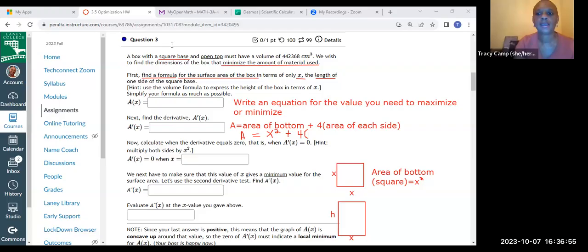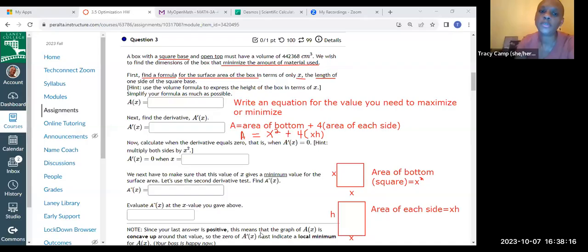And then we can say the area of each side is base times height, or X times H. And so that's what will go here, X times H. So we have written an equation for the value we need to maximize or minimize. And once you've done that, then you want to do one other thing before you go ahead and maximize or minimize, like find the max or min. I will talk about that as soon as I write this down.